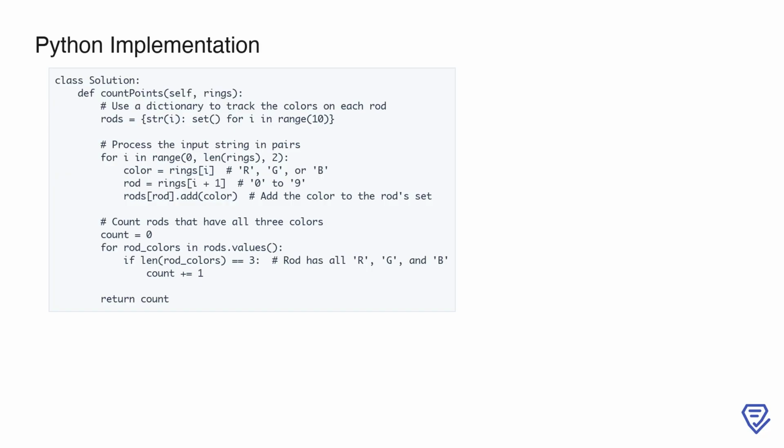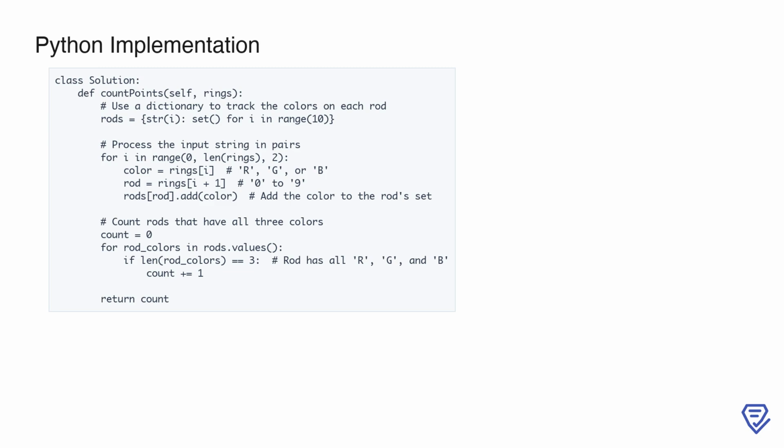This Python implementation solves the LeetCode problem rings and rods efficiently using a dictionary-based approach. Here's the breakdown of the code. 1. Dictionary initialization. A dictionary named rods is created where each key represents a rod, 0 through 9, and the value is an empty set. This set will hold the unique colors, R, G, B, for each rod.